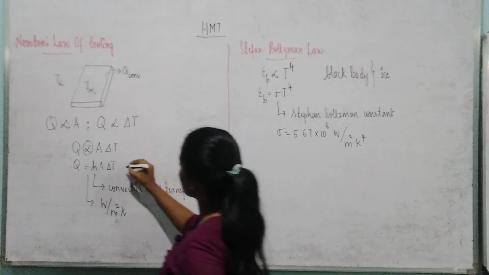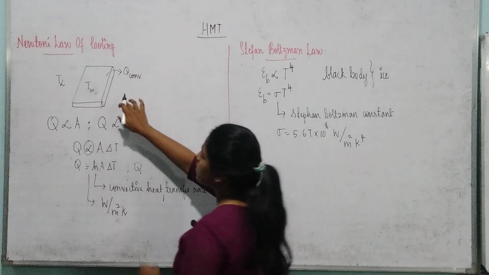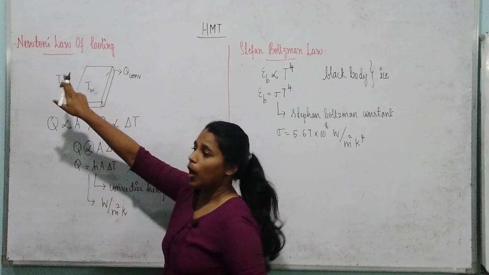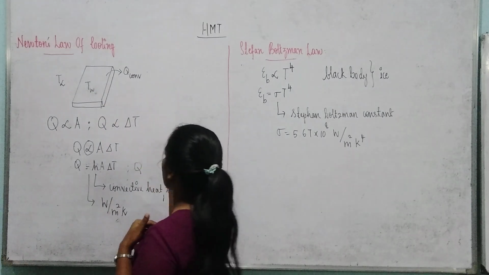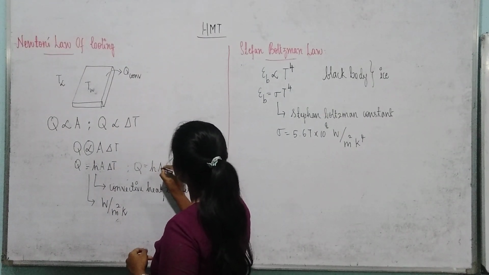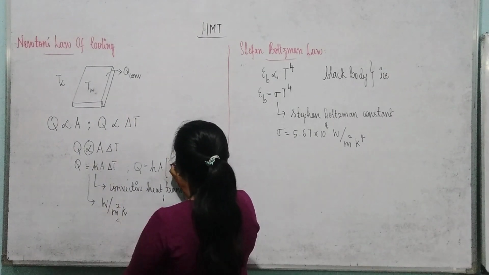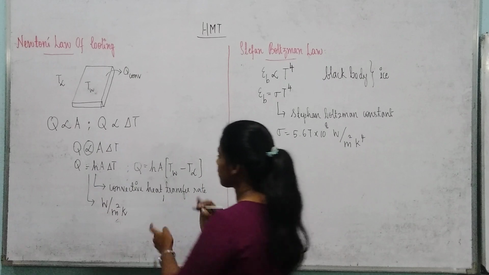Here I missed a statement, that is after writing this equation, since we are considering two temperatures, that is the outside temperature of the air and the wall temperature of the surface, we write it as Q is equal to h A delta T, where delta T is TW minus T alpha.